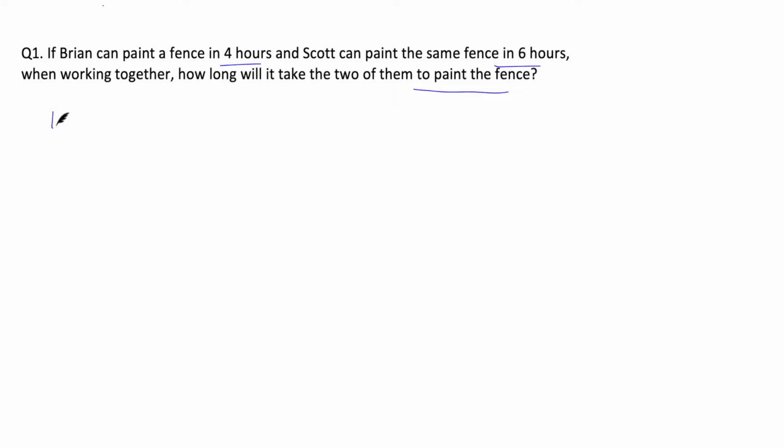The first part is to find out the combined rate. This is the first thing that you need to do. Calculate the combined rate, and in the second part use proportion. That's it, and you will be done.